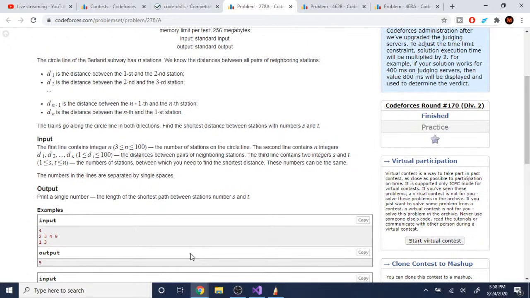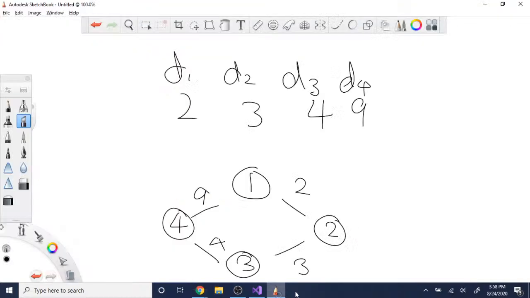Okay, so we could go in both directions. What we're going to do is loop through from 1 to 3. We want to find the smallest distance. You would just loop through from 1 to 3 this way or 1 to 3 this way and then compare the distance.